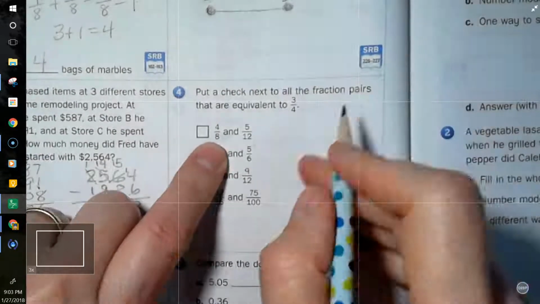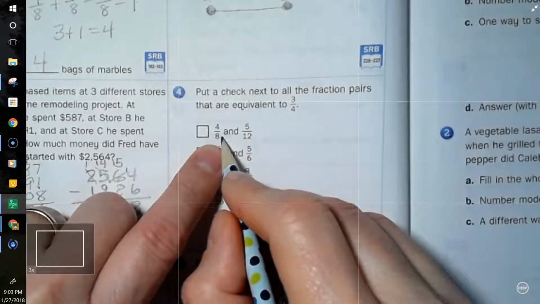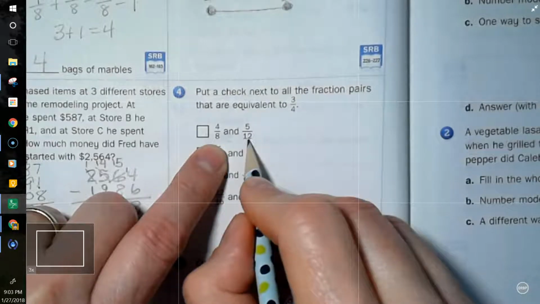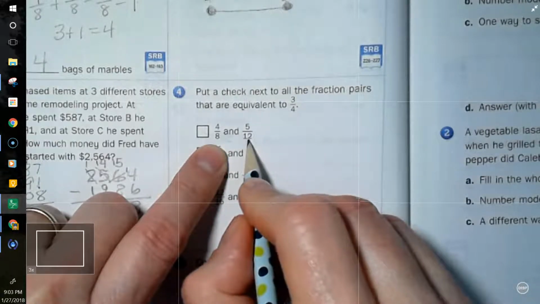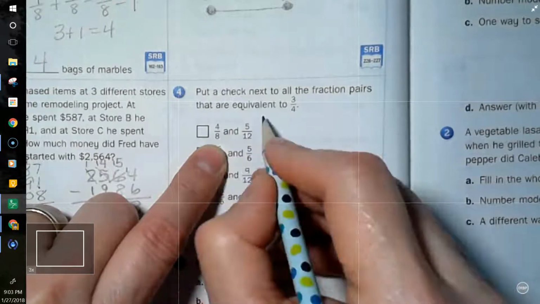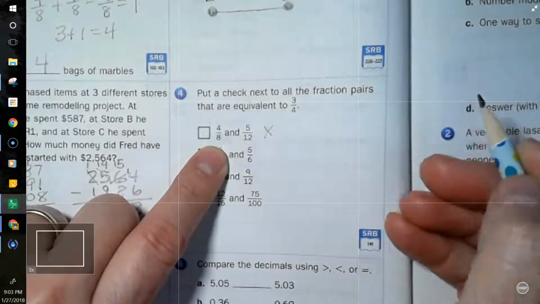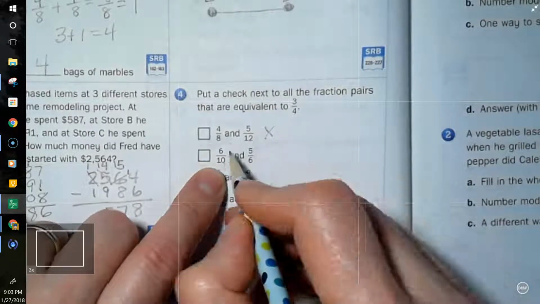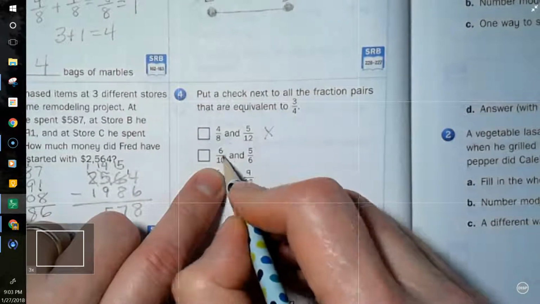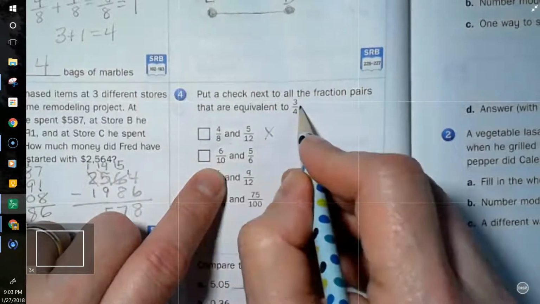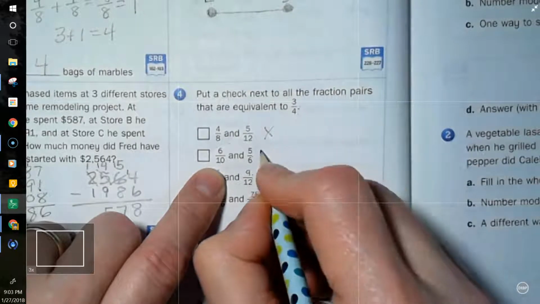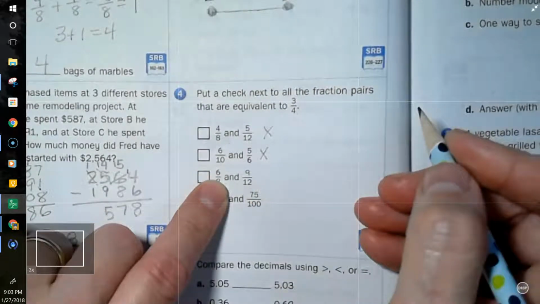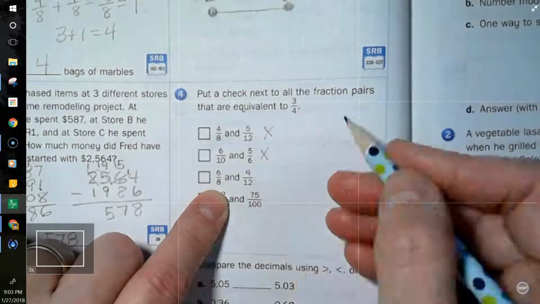Okay, number one, 4/8. 4/8 is 1/2. So even if this one were equal to 3/4, and it's not, I know that this pair does not work. So I'm not going to put a check in that box. And I look at these two, and I see 6/10. That can be reduced to 3/5, which is not equal to 3/4. So again, already I can eliminate this pair.